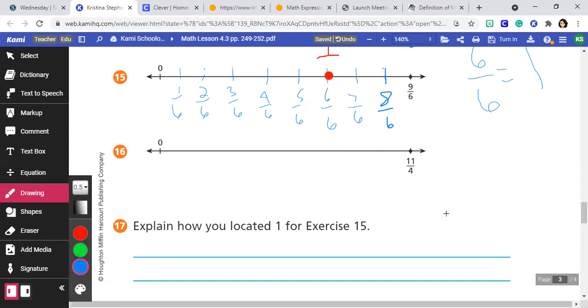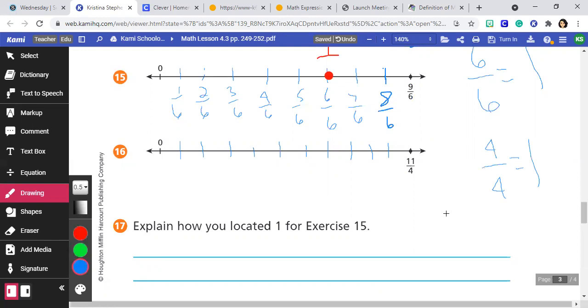So let's try again. 11, 10, 9, 8, 7, 6, 5, 4, 3, 2, 1. Well, not perfect, but I think I feel better about my effort on 16 when I erased and retried. So my denominator is 4. I am looking for when my denominator and my numerator are the same, because we know that that equals 1.